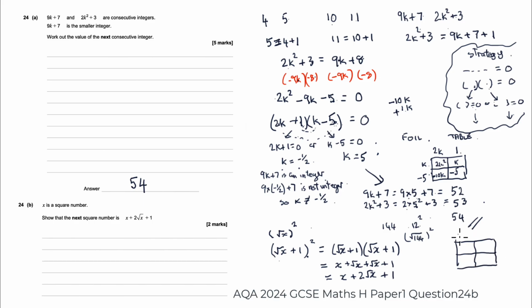And if you're doing it with the little table, then you've got root x and 1, root x and 1. And you fill in the various products. Root x times root x is x. Root x times 1 is root x. 1 times root x is root x. 1 times 1 is 1. And then again, you've got your x plus a couple of root x's plus 1, same as we had before. So that's part B solved.